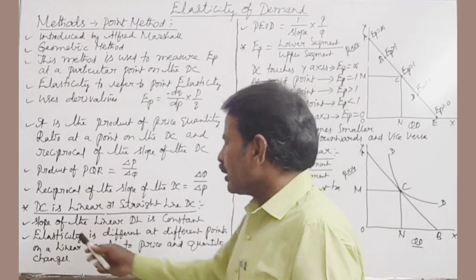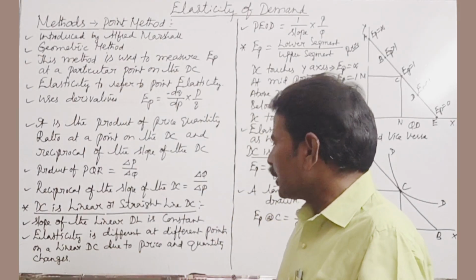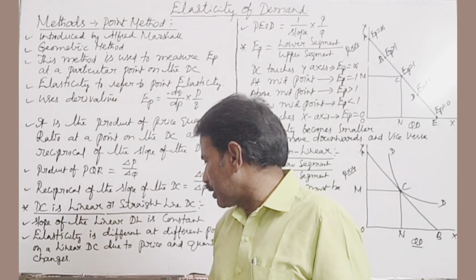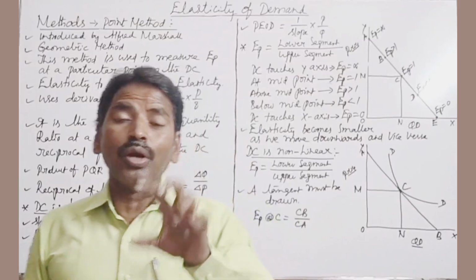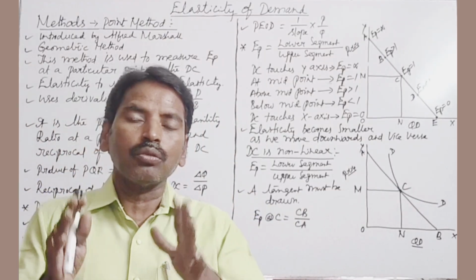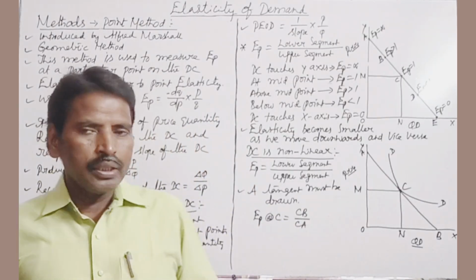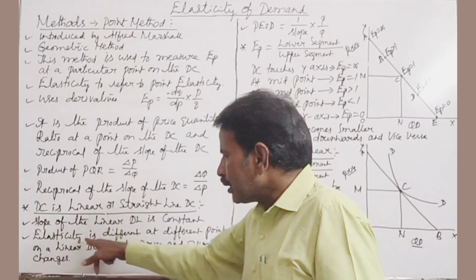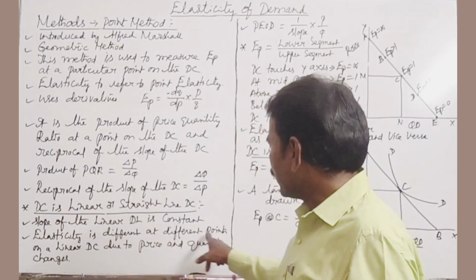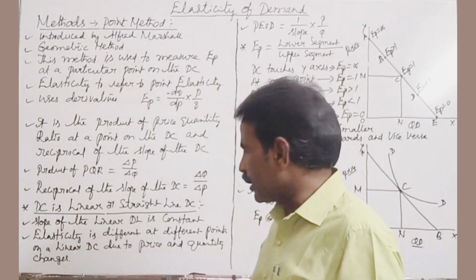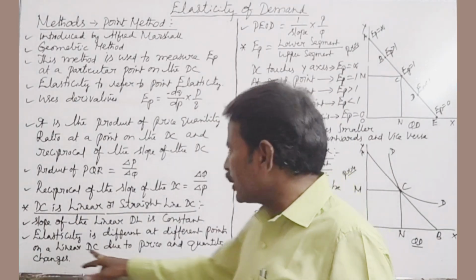So elasticity is different at different points on a linear demand curve, because price and quantity are also different. Price and quantity also change. A very, very important point: elasticity is different at different points on a linear demand curve due to price and quantity changes.